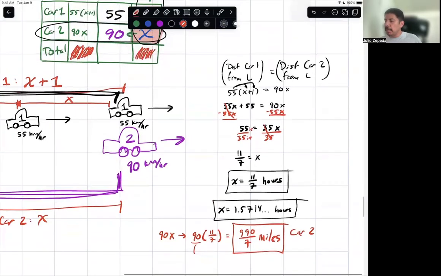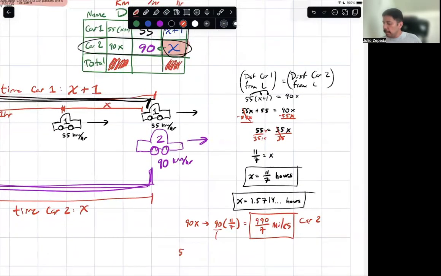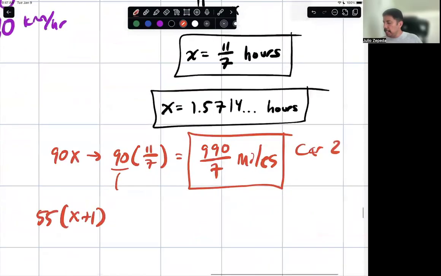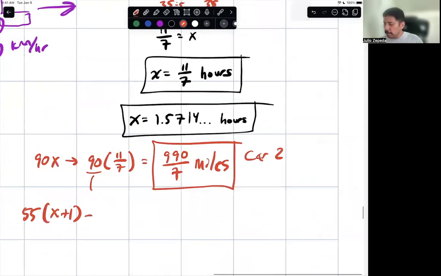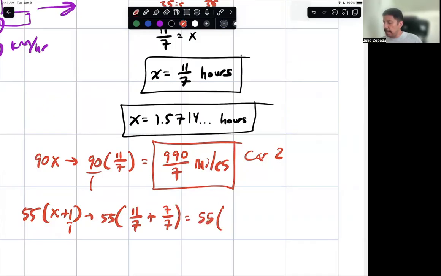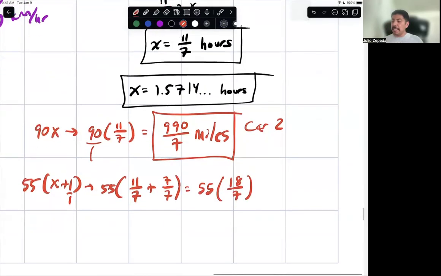Now we can check car 1 just as quickly. 55 times x plus 1 was the expression. And so we know what x is. Let's plug it in. 55 times 11 over 7 plus 1. Instead of putting 1, let's go ahead and put not 1, but 7 over 7, just to get a common denominator to be able to add those two. And so we get 55 times 18 over 7. Is this the same thing as 990 over 7?